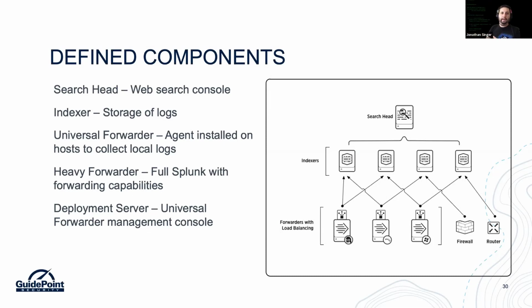Splunk does it one way, but another SIEM may do it similarly, and they just call it something different. Universal forwarders are the agent, which can also be called a collector in other environments. A heavy forwarder is a Splunk system dedicated to receiving from other forwarders, so it's like an intermediary point. And then there's stuff like a deployment server.